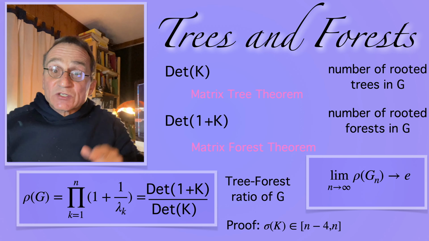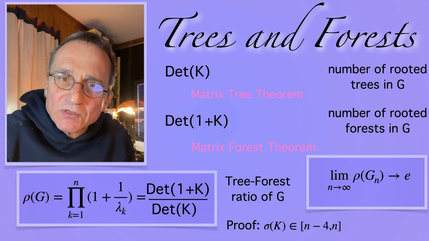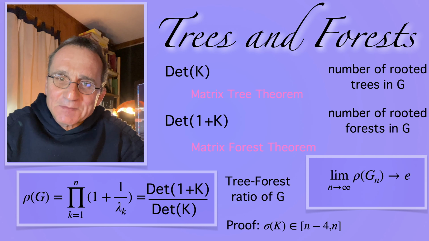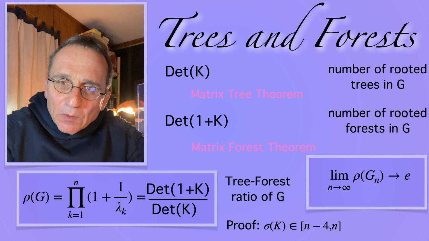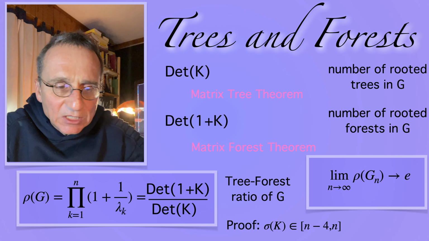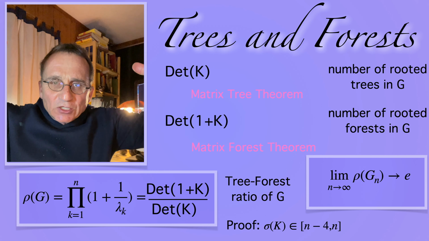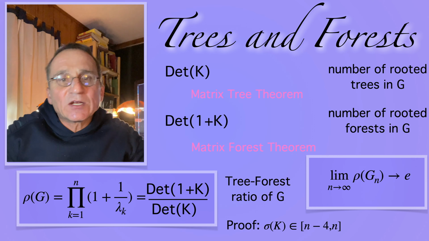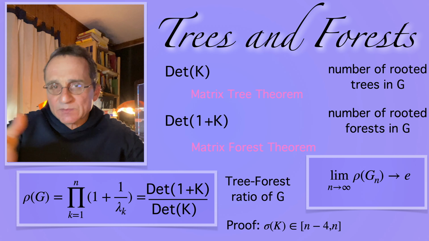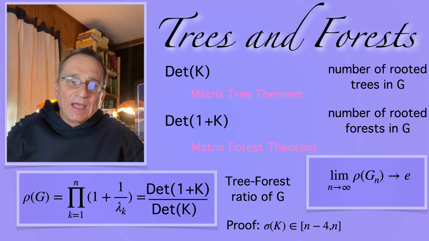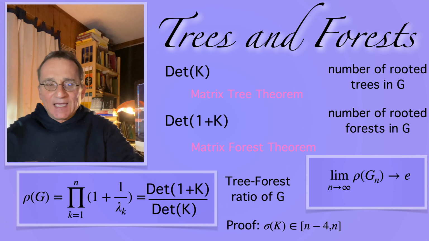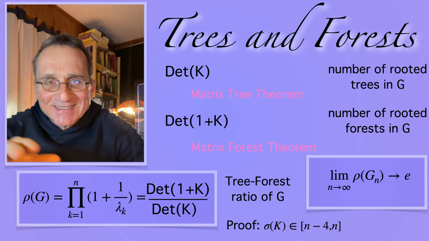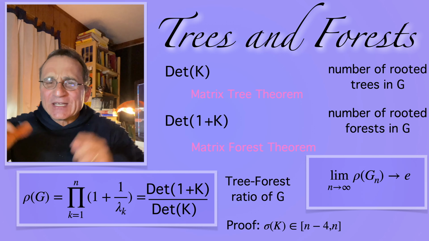And just recently, I was looking also at trees and forests. It's one of my favorite topics, because it's related to determinants and pseudo-determinants. The pseudo-determinant is the product of the non-zero eigenvalues, divided by the Fredholm determinant, which is the product of 1 plus the eigenvalues, and then you take the limit. In this case, the limit for the G_n goes to e. And this is a pretty robust thing.